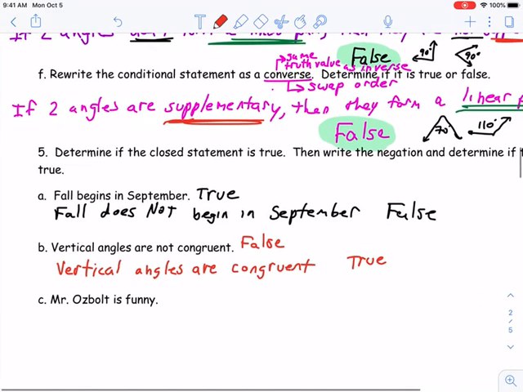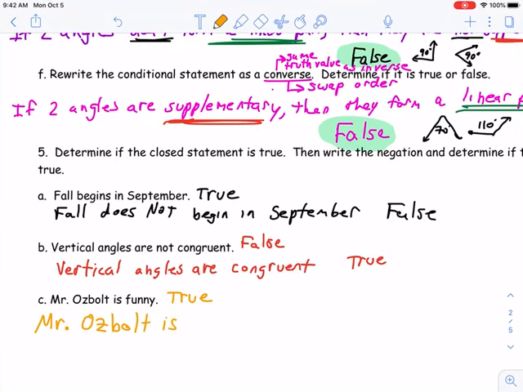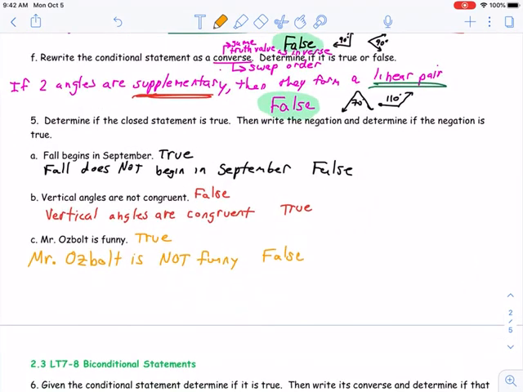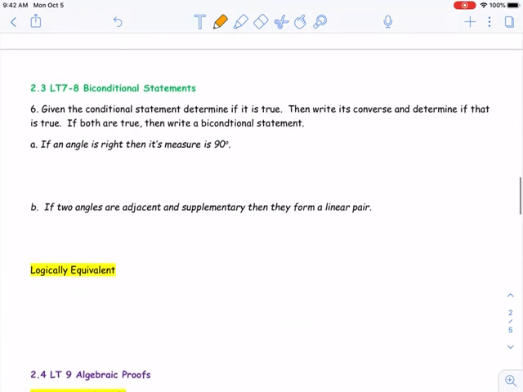And then last one we have Mr. Oswalt is funny. Obviously true. And then something you'll never hear anyone say, Mr. Oswalt is not funny. And obviously that's false, because I'm hilarious. All right, biconditional stuff, stay tuned.